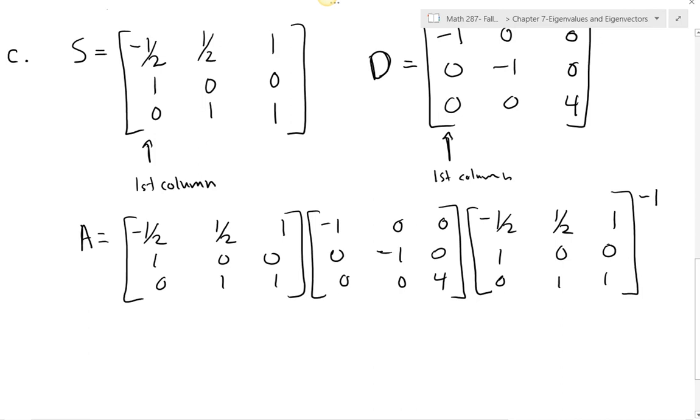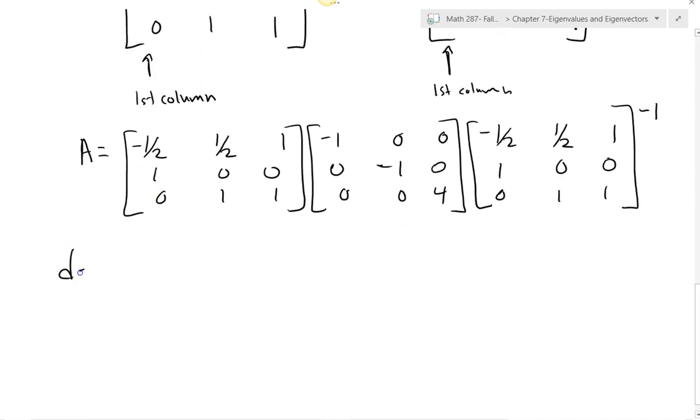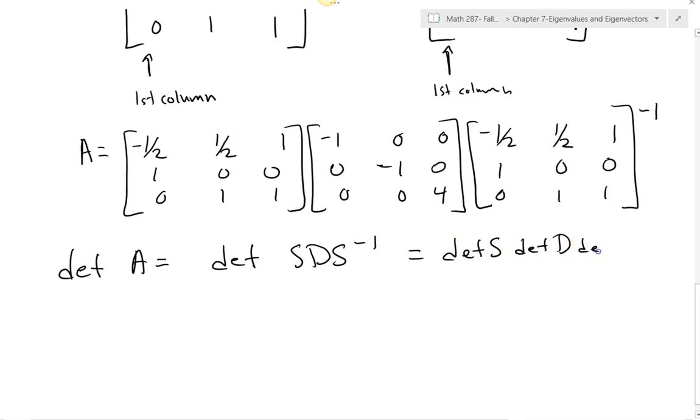So the determinant of A is going to equal the determinant of S D S inverse, which, if you remember our rules of determinants, equals the determinant of S times the determinant of D times the determinant of S inverse. Now these are all just scalars, just numbers, so we can put those in any order we want. We can't do that with matrices, but we can with determinants. You guys got that?